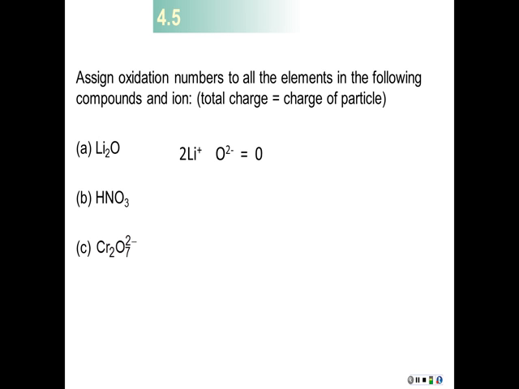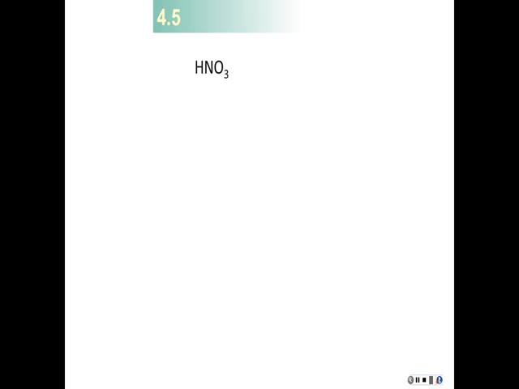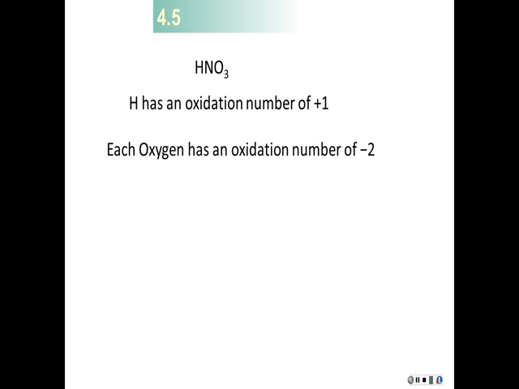So let's take a look at the nitric acid, HNO3. Now the question really is, what's the oxidation number of the nitrogen? In order to figure that out, we have to know what the oxidation numbers are for hydrogen and oxygen. So remember from the rules, hydrogen will have an oxidation number of +1. Oxygen will have an oxidation number of -2.